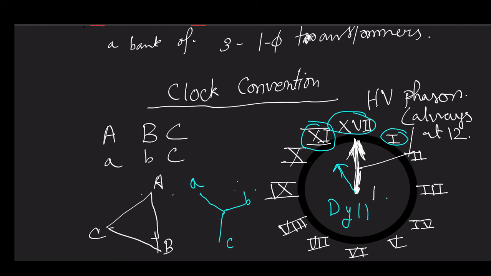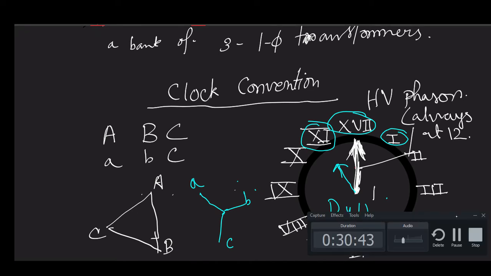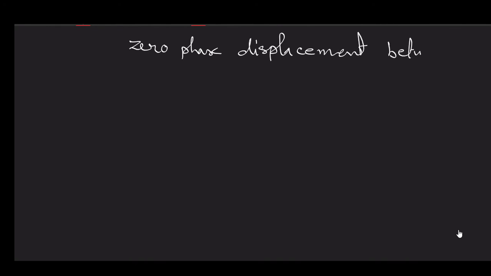So with this, let us move to the next section where we will study the details of each individual connection. Here, first of all, we will consider the case where there is zero phase displacement between HV and LV. So we are going to study DD0 and YY0.